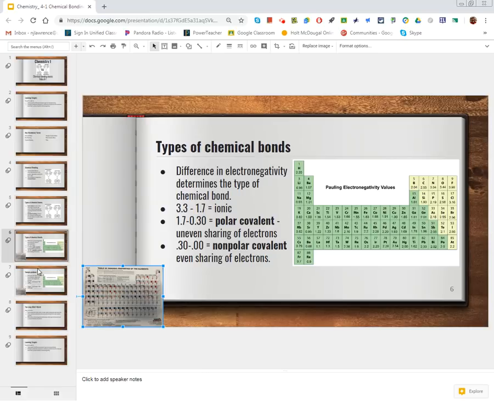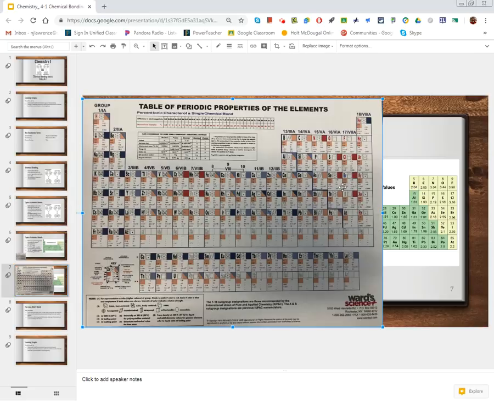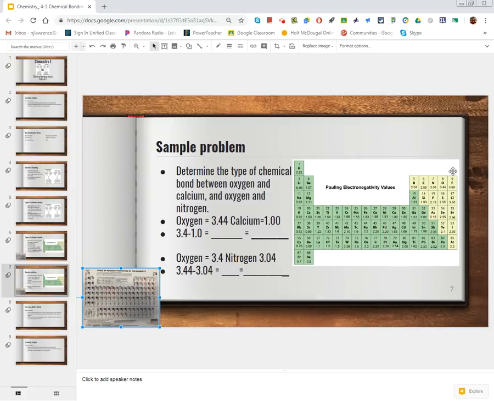So let's practice. As we move forward, here are two practice problems. I'll do the first one with you, and then the second one you can do on your own. Determine the type of chemical bond between oxygen and calcium, and then also do the same between oxygen and nitrogen. So when oxygen and calcium bond with each other, oxygen is going to have an electronegativity of 3.44, and you can find that again on the top right corner of the key. And on this slide, we have it listed right there, 3.44.